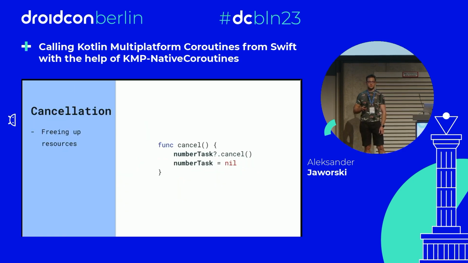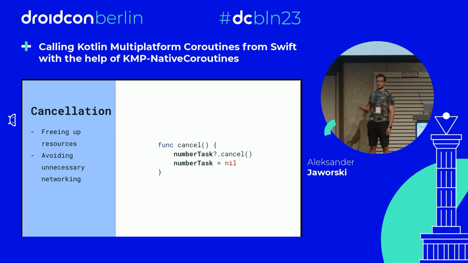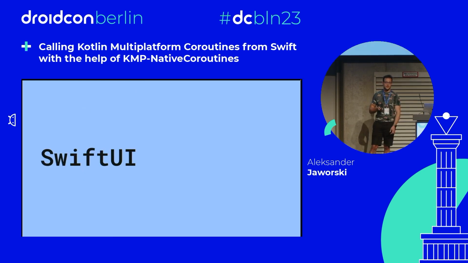So yeah, why do we bother with cancellations? Well, we want to free up resources. We don't want to waste the user's network or disk space, whatever. If it's avoidable and necessary, just do it. And also, we can avoid memory leaks. So that's also nice. No one wants a laggy app which just grinds to a halt after 5 minutes of use. And the SwiftUI.